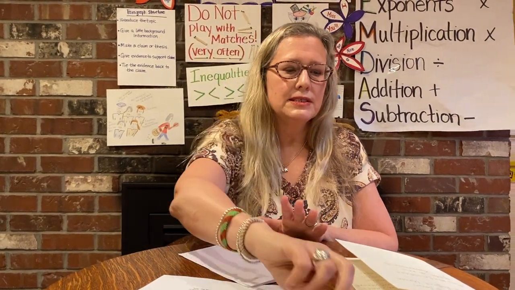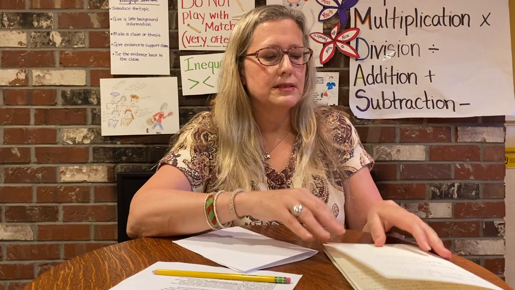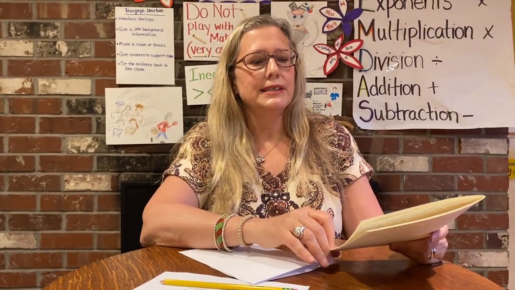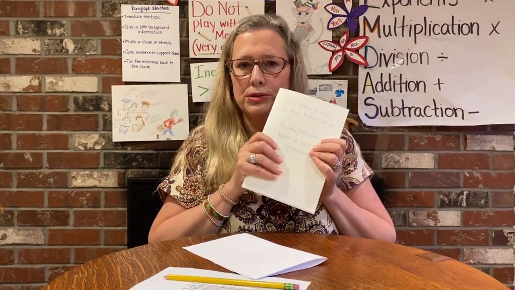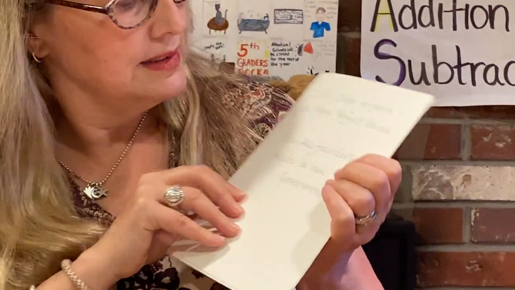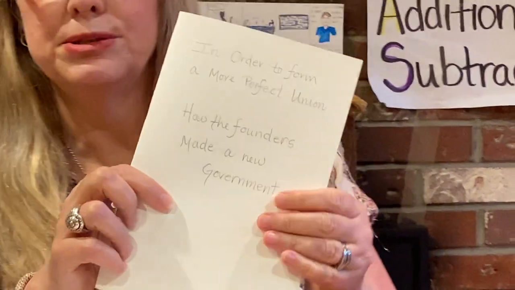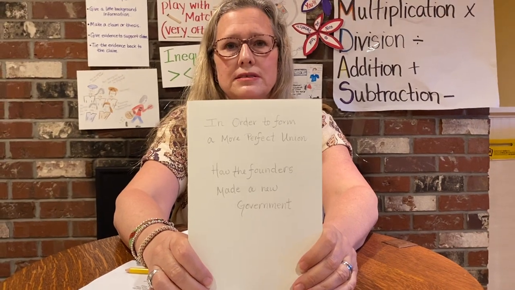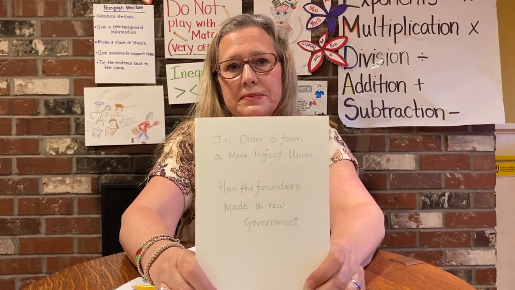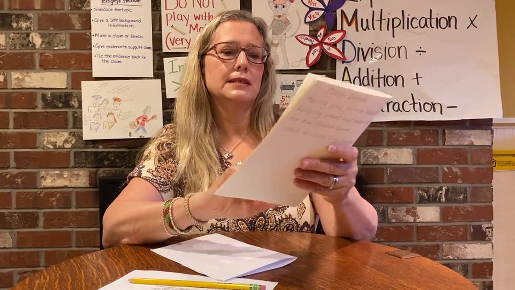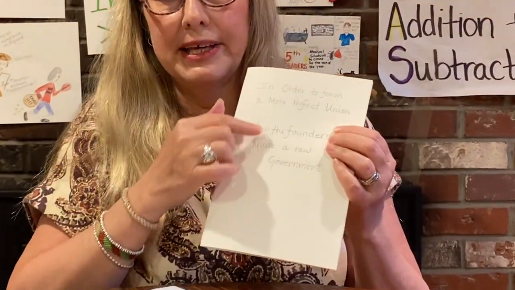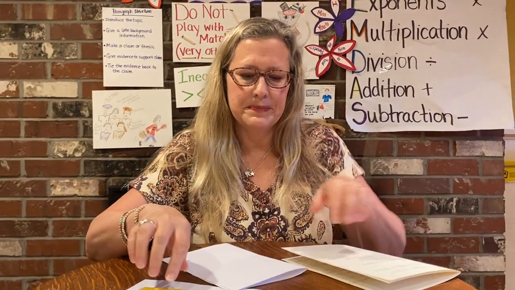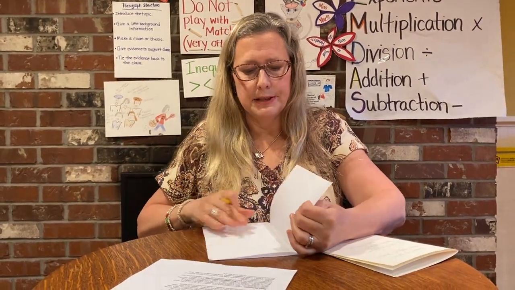Now on the front is going to be your title. So you can decide what you want your title to be. I wanted to get kind of fancy with mine. I said, I'm calling my book In Order to Form a More Perfect Union: How the Founders Made a New Government. That's my title. You can think of your own title, or you can use mine if you want. You can make it kind of fancy. I'm going to go over my lettering and do some decorating later, but today we're just kind of marking things out. So that's going to be the front cover.